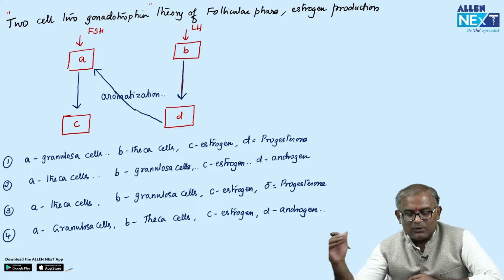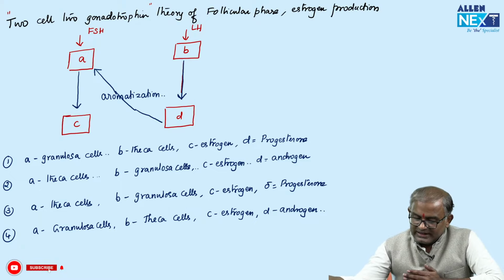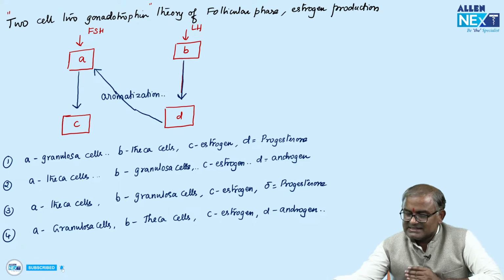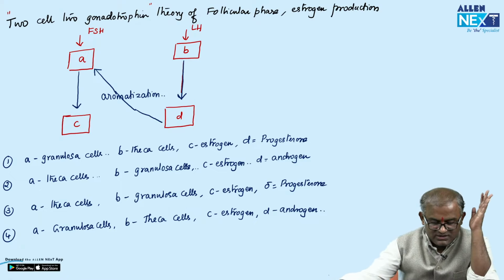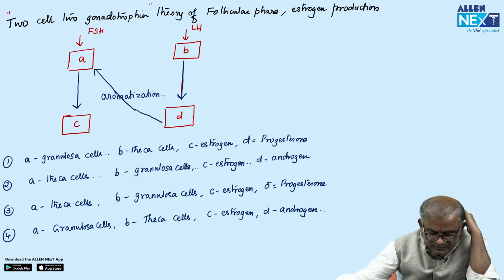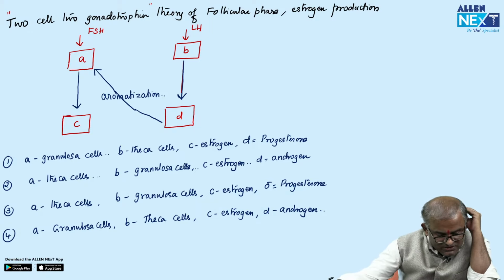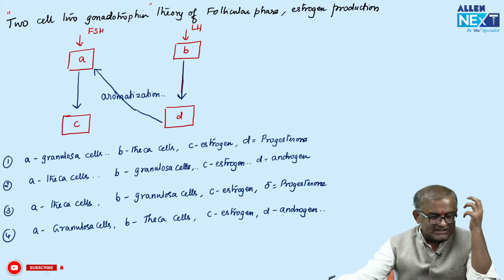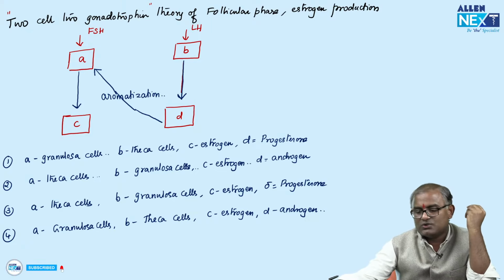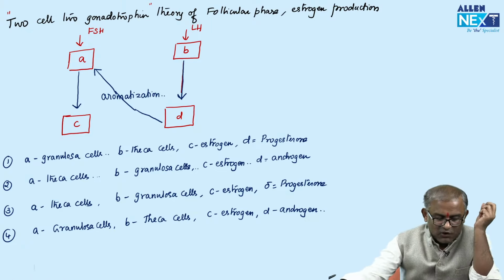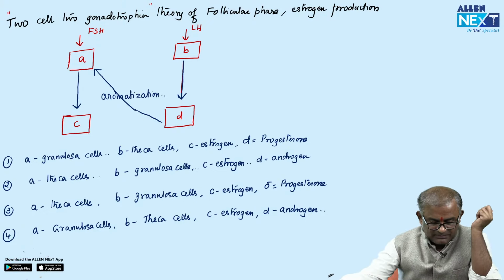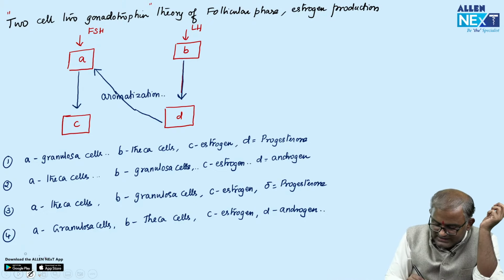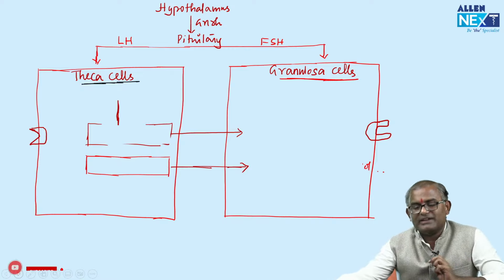What is A? What is B? What is C? What is D? So there, what A is granulosa cells, or theca cells, or estrogen or progesterone? Please answer this question very nicely prepared. What is the answer for this question? Two-cell two gonadotrophin steroidogenesis, that is in the follicular phase for estrogen production.